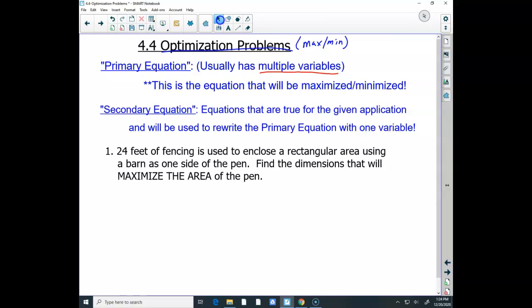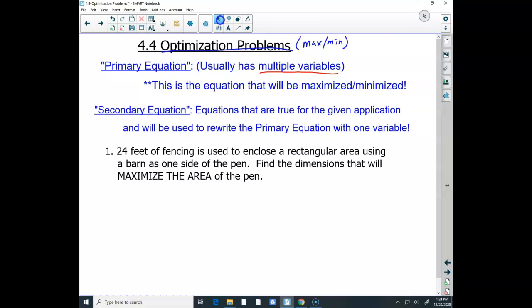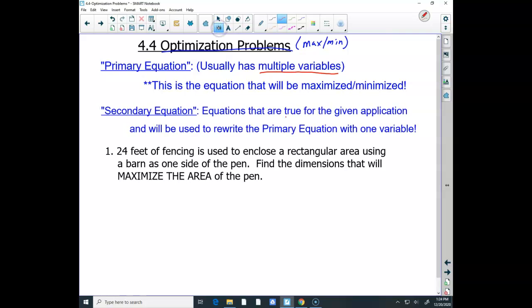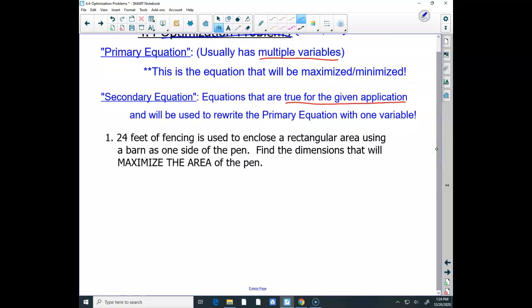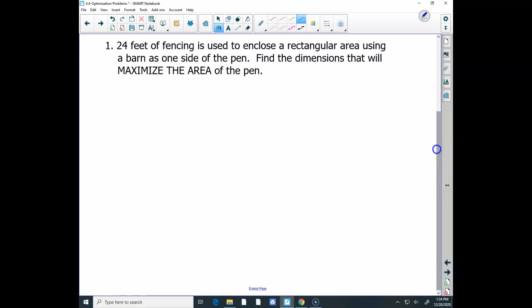Sometimes I need more than one. These secondary equations are true for the given application, and they're going to be used to rewrite our primary equation so that we have one variable in it. Now, there are lots of things you want to go through when you are doing these optimization problems. One of the first things you're going to want to do, in my estimation, is probably make a picture.